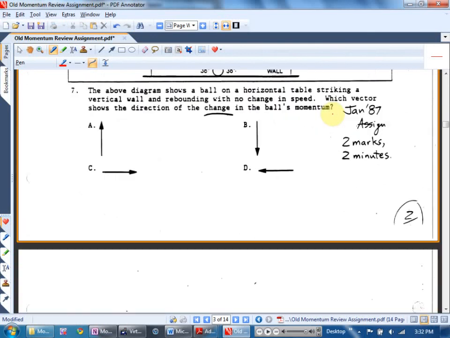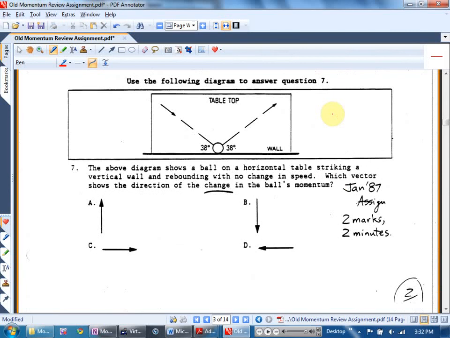Number 7. Which vector shows the direction of the change in momentum? What's change in anything? Okay, so the change in momentum is going to be final minus initial. Now, they haven't given me any numbers, but I definitely know the final looks like that. How do I subtract a vector? Add the opposite. So normally I would go minus initial, except I'm going to add.